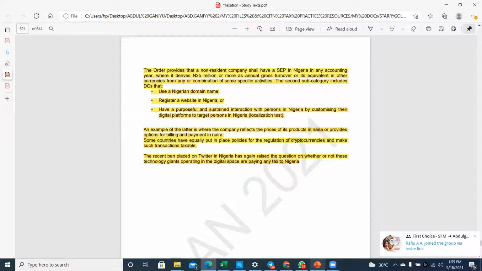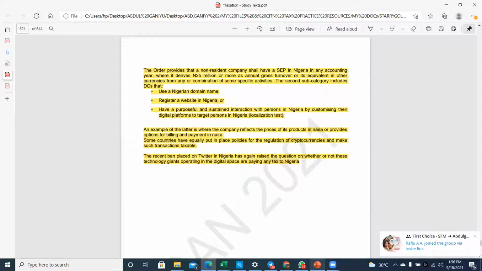The second subcategory includes the use of a Nigerian domain name, registration of a website in Nigeria, and having a purposeful and sustained interaction with persons in Nigeria by customizing their digital platforms to target persons in Nigeria, the localization tests. So these three conditions must be in place. An example of the latter is where the company reflects the prices of its products in Naira or provides options for billing and payment in Naira.